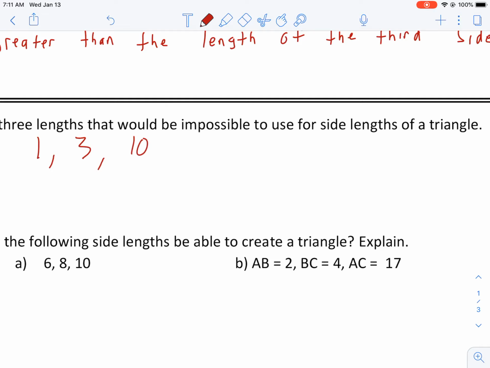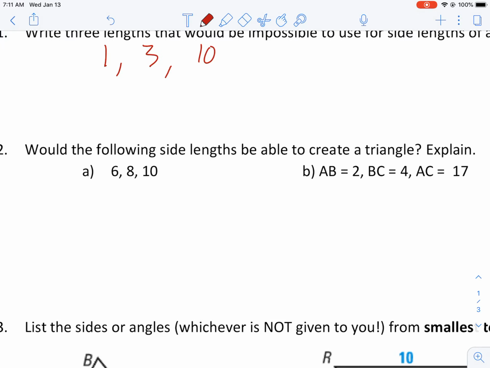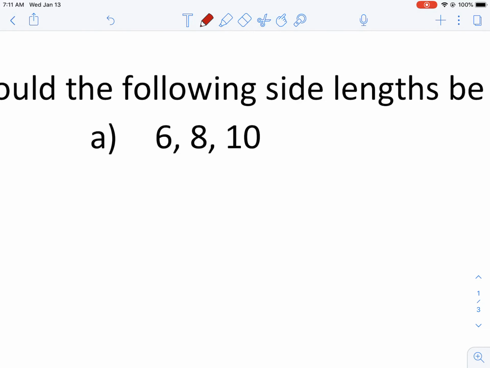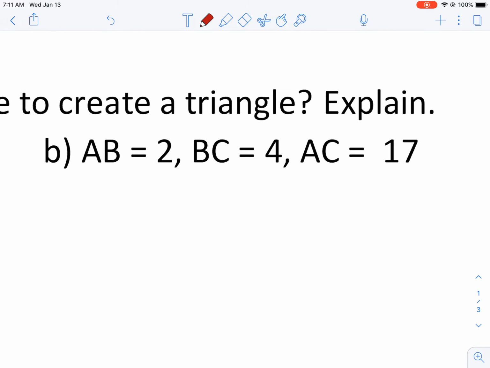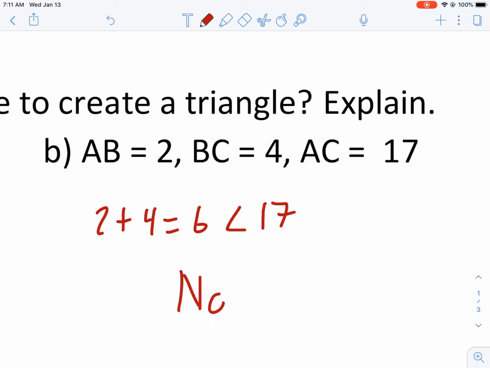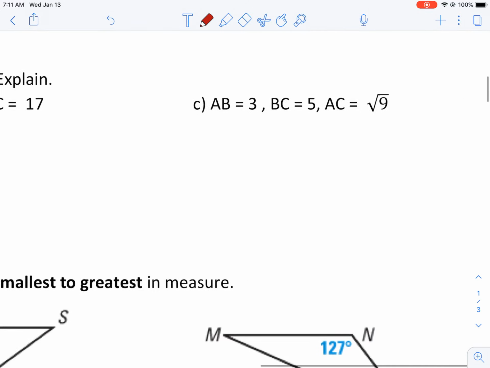So you can kind of tell if 3 side lengths could make a triangle by just taking the smallest 2 and adding them up, and then if that's bigger than the third side, so yes, that would make a triangle. If we looked here, 2, 4, and 17, 2 plus 4 is only 6, and 6 is way less than 17. So this is going to be no, that's not going to be a triangle.